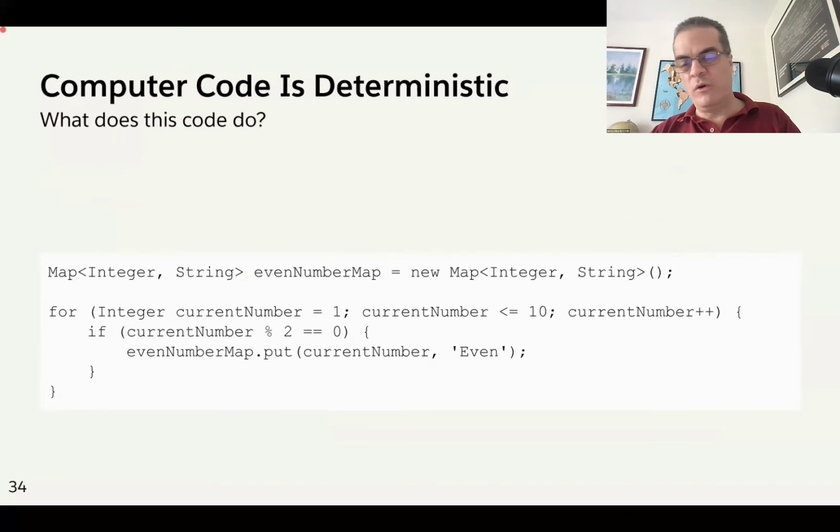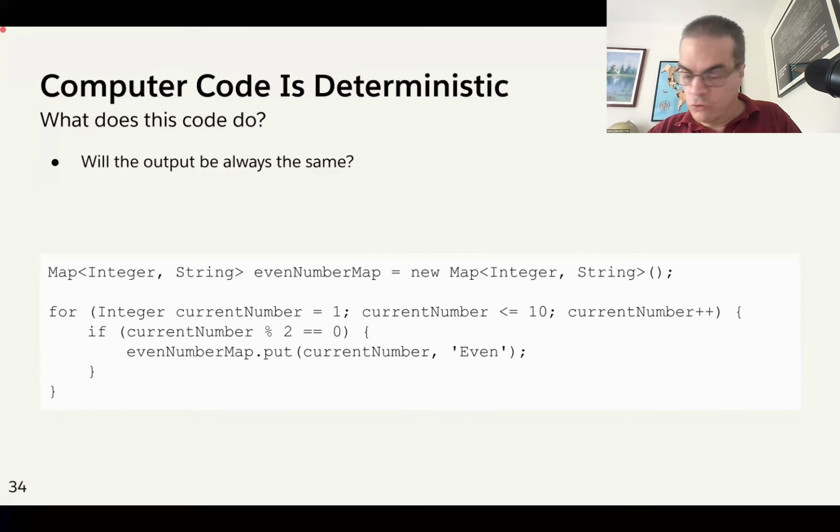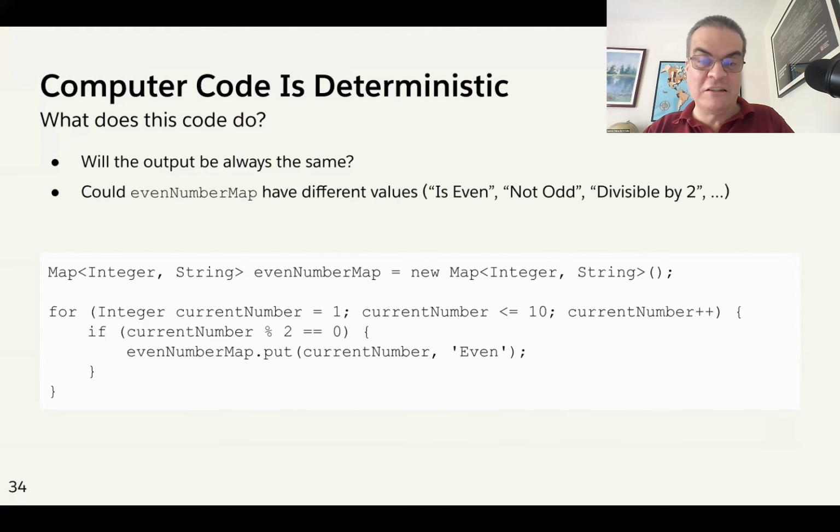So for example, let's go with code. Code is deterministic. Take a look at the code. Very simple code. What does this code do? Well, this code is going to loop 10 times, and for every even number, 2, 4, 6, 8, whatever, it's going to say even. Will this code do the same thing every single time? Oh, yeah, absolutely. You bet on it. Could it be possible that sometimes it says even, with the same code without changing the code, say not odd, divisible by 2? No, of course not. It's always going to say even because this is deterministic.